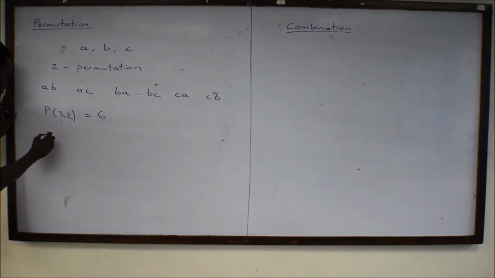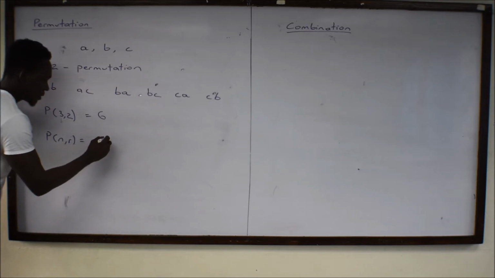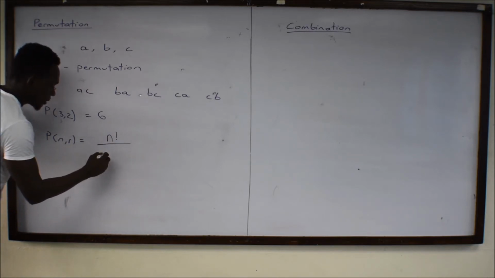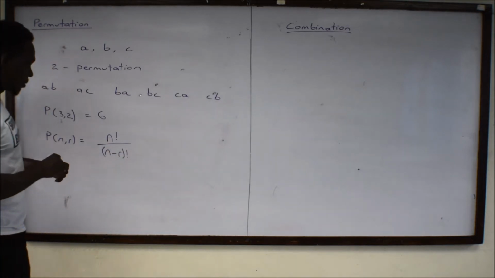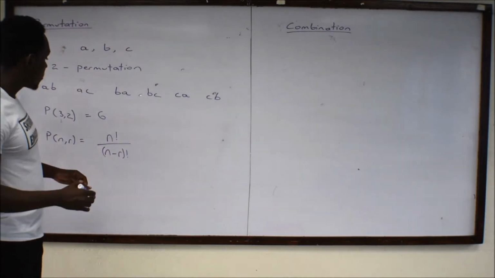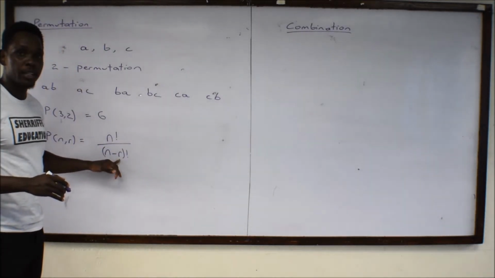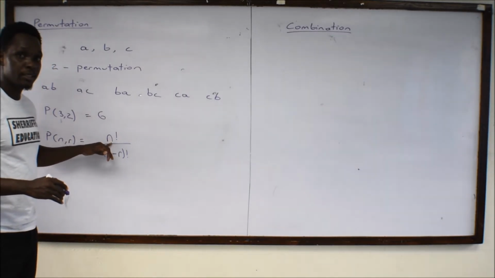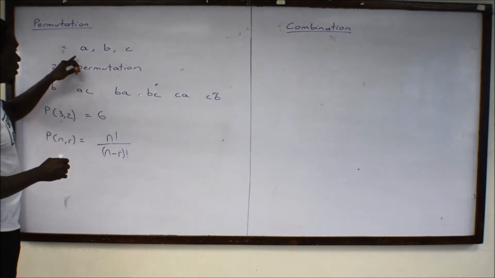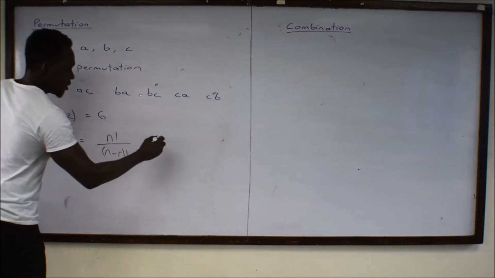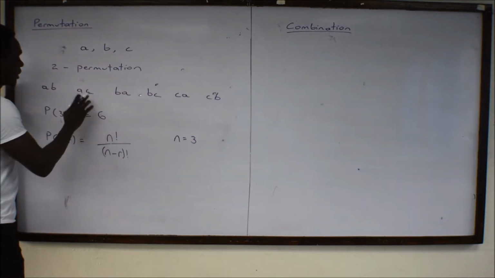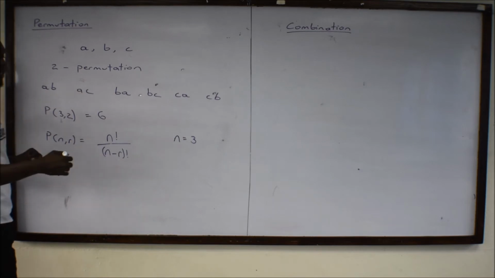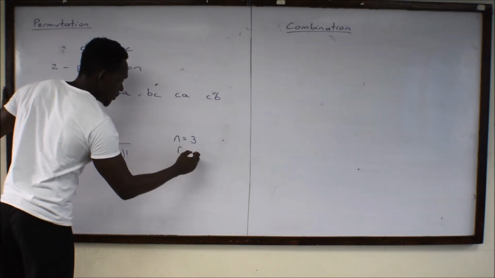Generally, say we have nPr, this is equal to n factorial divided by n minus r factorial. So what this gives us is the number of r permutations that we can get on a set of n elements. In our case, the number of elements that we have would be 3, and the number of elements that we're selecting, r, would be 2.